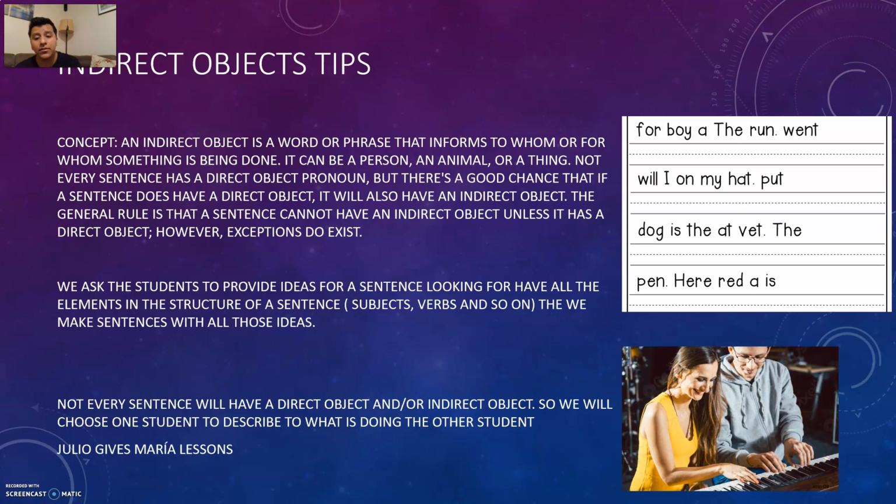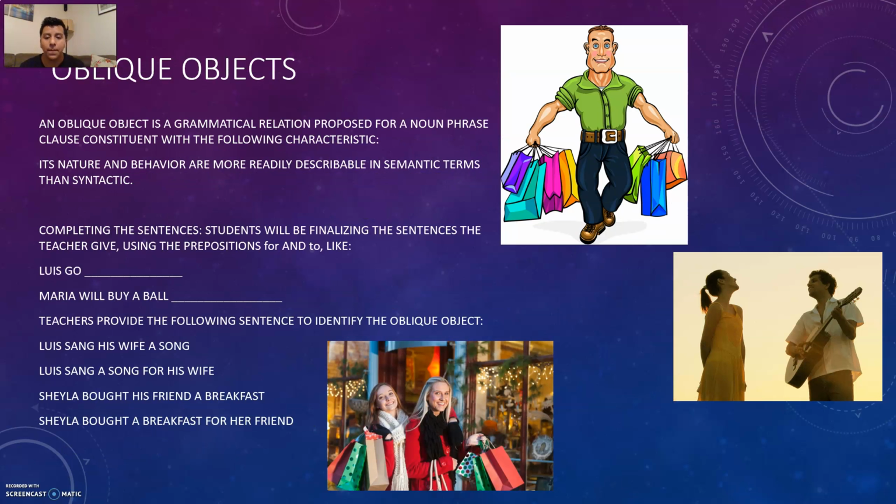The second tip that I have here is that not every sentence will have a direct object or indirect object, like we explained before. We will choose one of the students to describe what the other student is doing. In this case, I'm providing the interaction between the professor and the student. Julio gives Maria lessons. In this case, Julio gives Maria piano lessons.